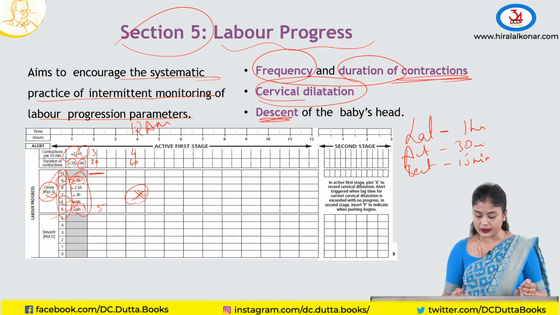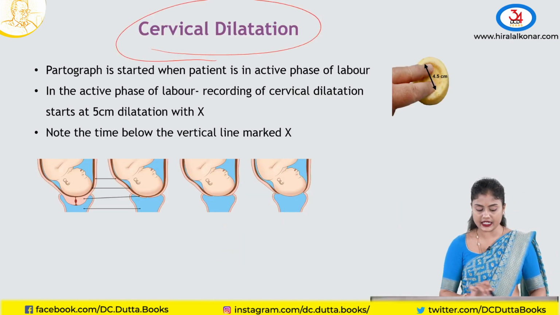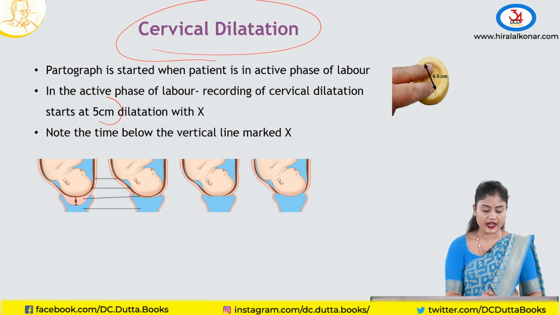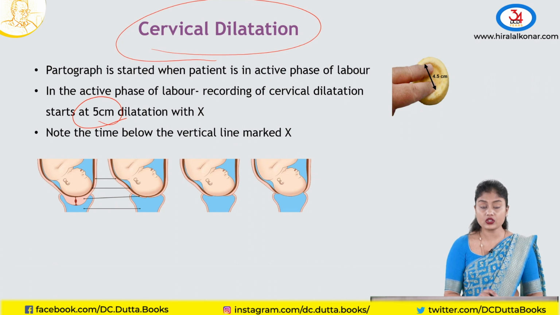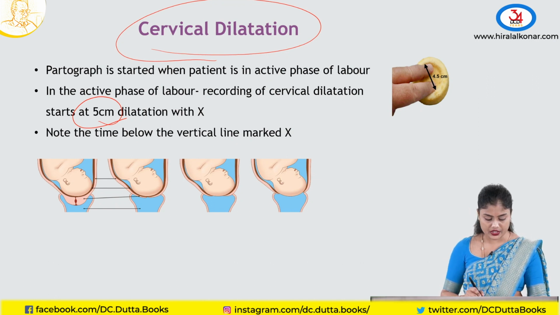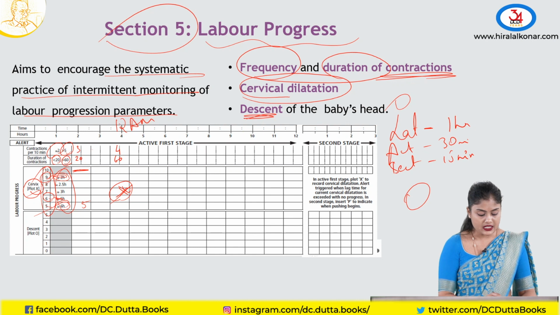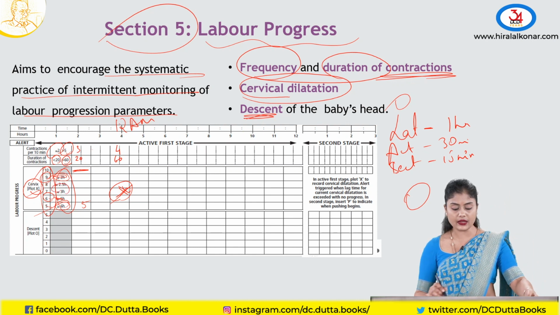Coming to the descent of the baby, you will write it as O or plot it as O. So as we already discussed, the cervical dilatation, you will look for the dilatation and you will start from 5 centimeters of dilatation on the labor care guide, and note the time below and the vertical line marked as X. We showed it here to you. You will mark it as X. For example, at 12 o'clock she was 7 centimeters dilated, and in the next 3 hours she should deliver. This is how you mark.